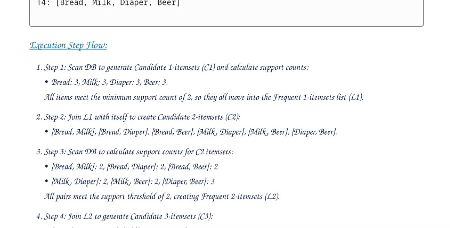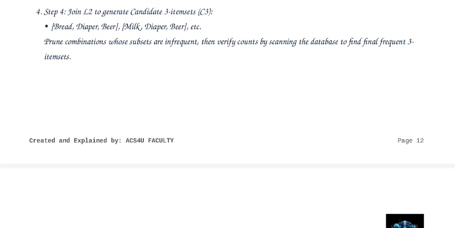C2 items. Step 3, scan the database to calculate the support counts for C2 items. You can clearly see, I said there the minimum support count is 2. All pairs meet the support threshold of 2, creating the frequent 2-itemsets L2. Step 4, join L2 to generate the candidate 3-itemsets C3: bread diaper beer, milk diaper beer, etc. Prune combinations whose subsets are infrequent. Then verify counts by scanning the database to find the final frequent 3-itemsets.